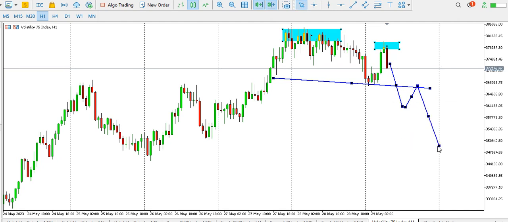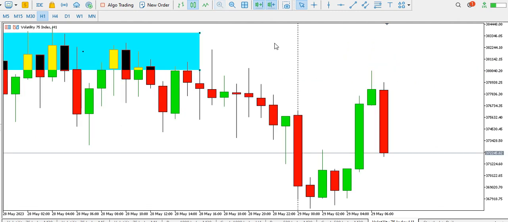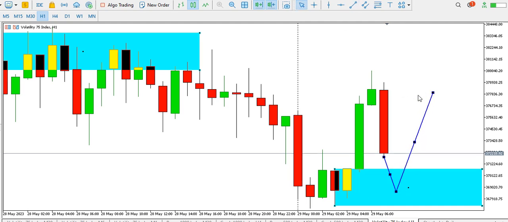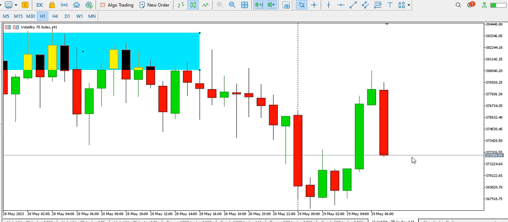But if this particular support on the 1-hour time frame, talking about this order block, holds, then price might form a double bottom somewhere around here for us to see price going back to this order block that's currently being created. So price might meet with resistance at this order block at the top on the 1-hour time frame. But that's that for the 1-hour time frame.